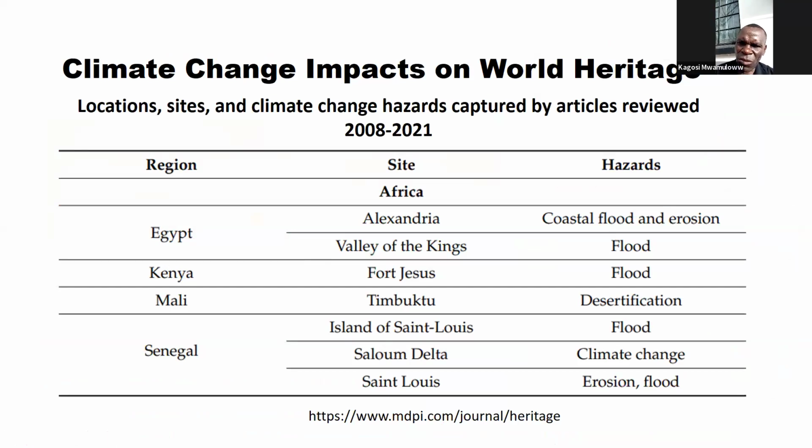So there, also just trying to show you that we have examples of sites by region, states parties by region, as well as their representative sites and the type of hazard that they are affected by. So we have, for example, in Egypt, sites like Alexandria, which has got some coastal flooding and erosion. Then we have the Valley of the Kings. It is also affected by floods. In Kenya, for Jesus, we have a hazard, which is flood, as a major hazard. In Mali, in Timbuktu, we've got desertification.